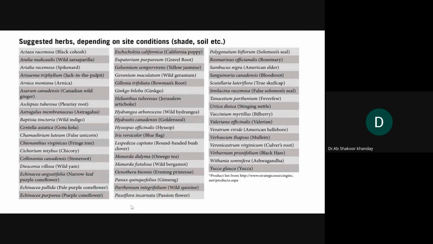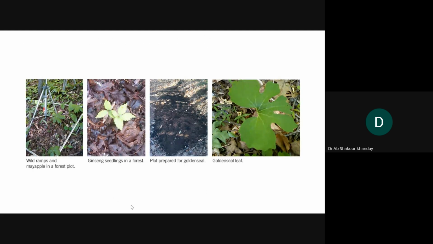These are the suggested herbs, depending on site conditions, for forest farmers. For example, these are some photographs: wild ramps and mayapple in a forest plot. This is ginseng seedling in a forest. This is a plot prepared for golden seal. This is golden seal leaf on forest floor.